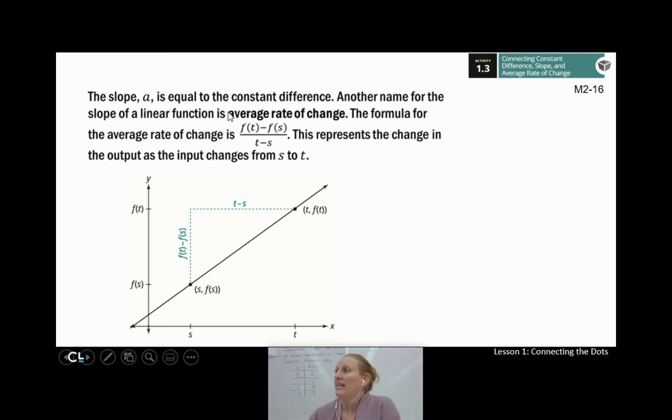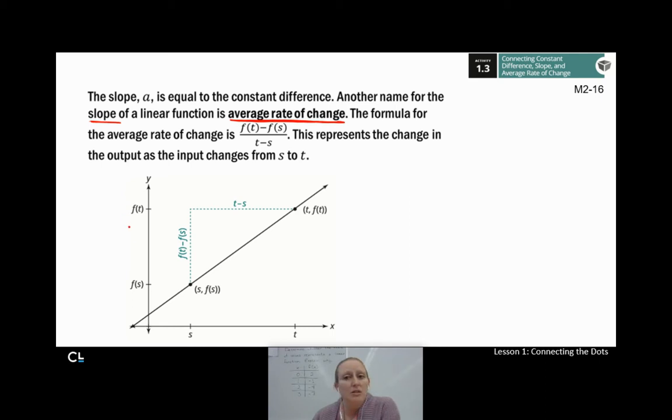This is important. Another name for the slope of a linear function is the average rate of change. So slope is the same thing as average rate of change. And you're going to hear that a lot in future math classes. So whenever they're talking about the average rate of change, we're just talking about the slope.